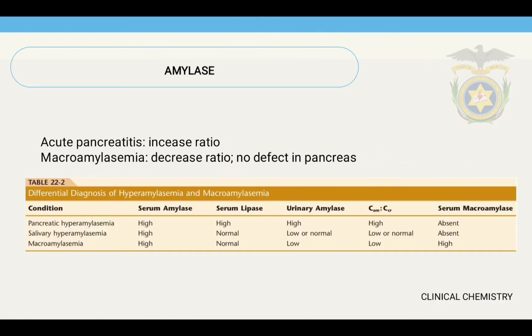So again, when trying to diagnose acute pancreatitis versus macroamylasemia, both will have increased serum amylase, as you can see in the first column there, with both showing high levels of serum amylase. However, when you take a look at the urinary amylase, you can see that only pancreatic hyperamylasemia is high. And additionally, as I mentioned in the previous slide, when comparing the urinary amylase and creatinine ratio, pancreatic hyperamylasemia is high, while macroamylasemia may be normal or low.